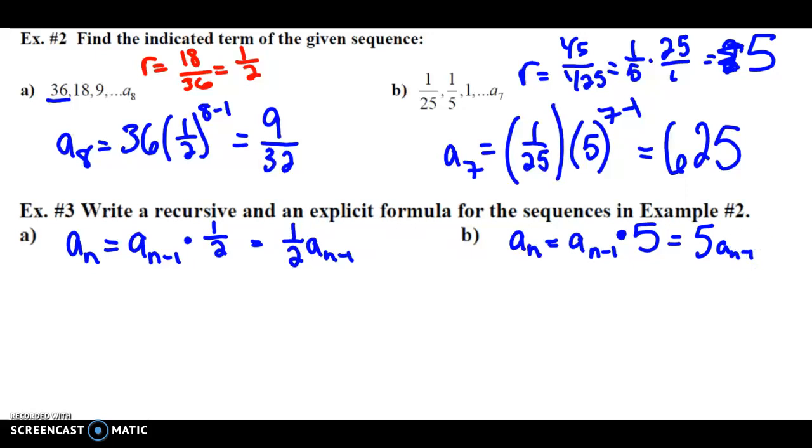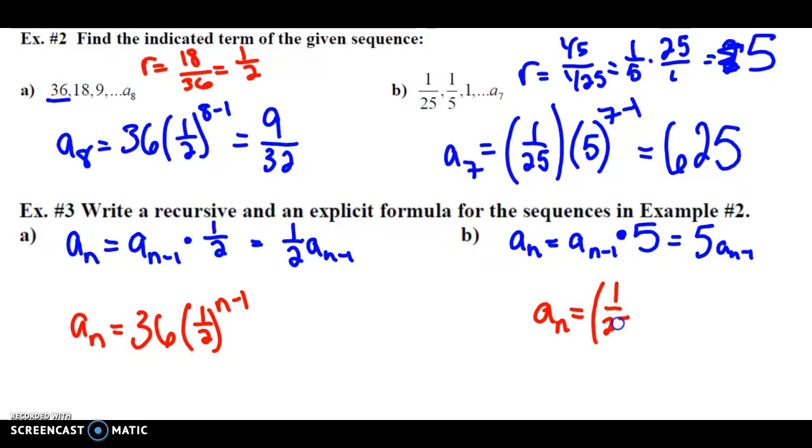To write the explicit, we're using the formula at the top of the page, the one that's given to you on your final. A sub n equals A1, which was 36, the ratio, which is 1/2, raised to the n minus 1. No need to simplify. Remember, exponents come before multiplication, so I can't do anything here. For b, a sub n equals the first term, which was 1/25, times the ratio of 5 raised to the n minus 1.